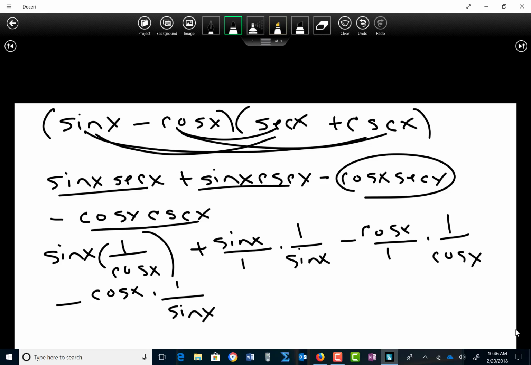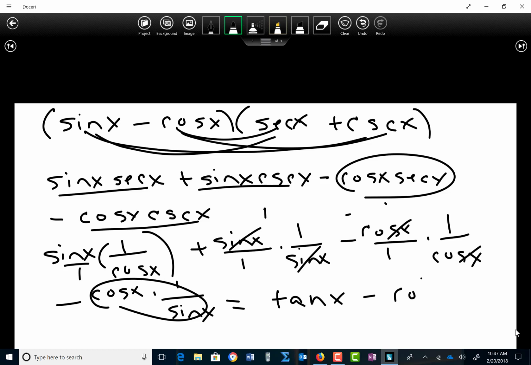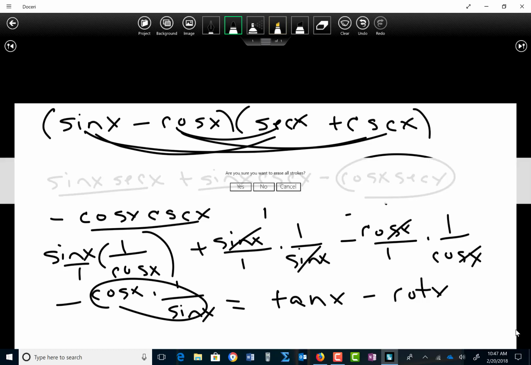Now, when you look at these, the next thing that you're going to do is start canceling things out if you can. And this is plus 1 minus 1, so that whole part goes away. And you end up with sine over cosine, and sine over cosine is tangent, minus cosine over sine, and cosine over sine is cotangent. So that's how far that one would go. So let's go clear out everything, and let's do the next one.